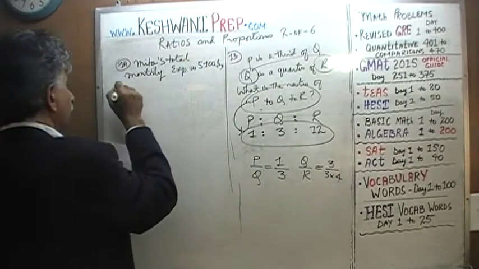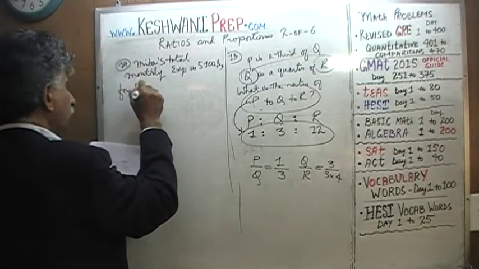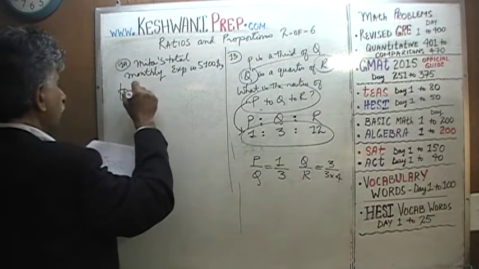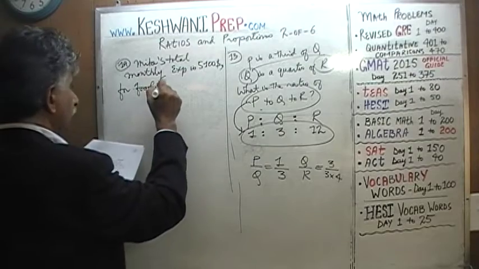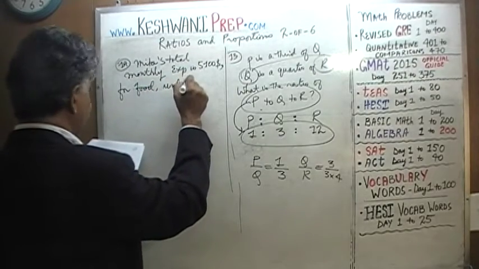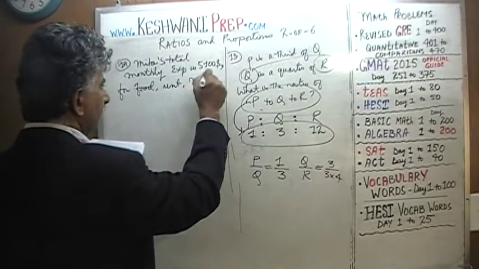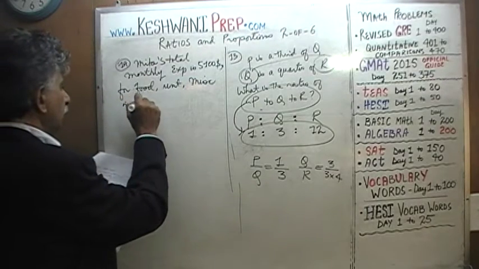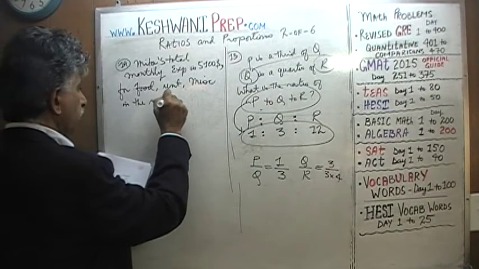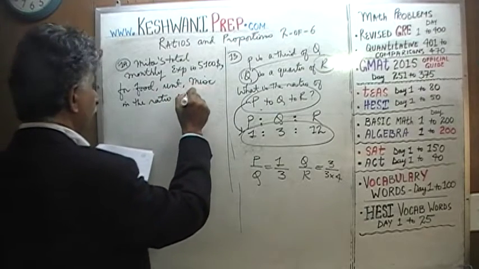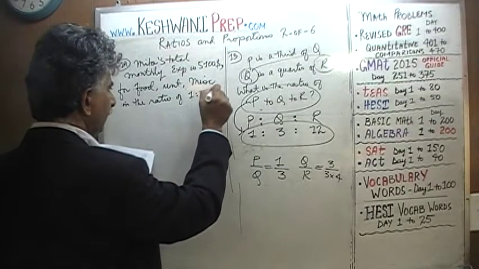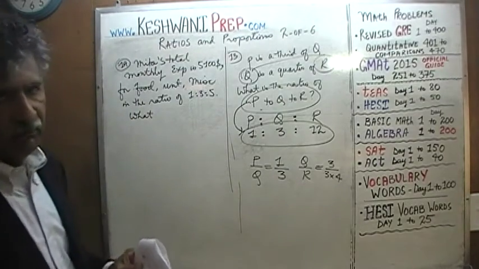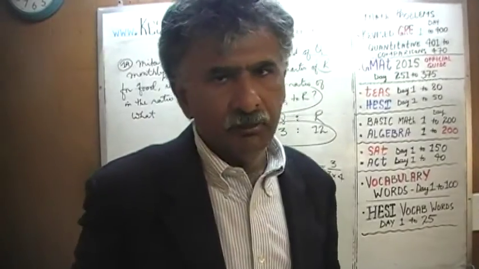He spends money on three items: food, rent, and miscellaneous items, in the ratio of 1 to 3 to 5. The question is very simple, very straightforward. Question simply is, what's his rent?